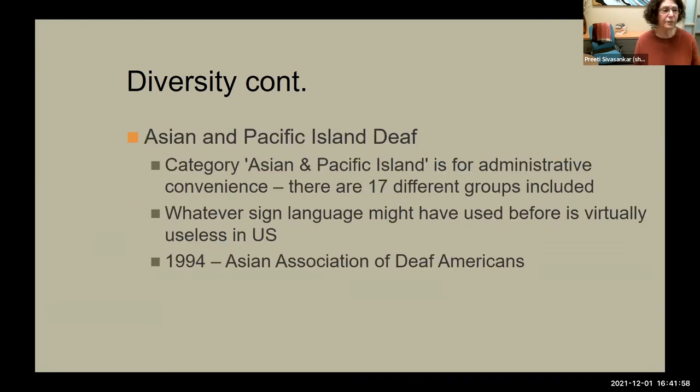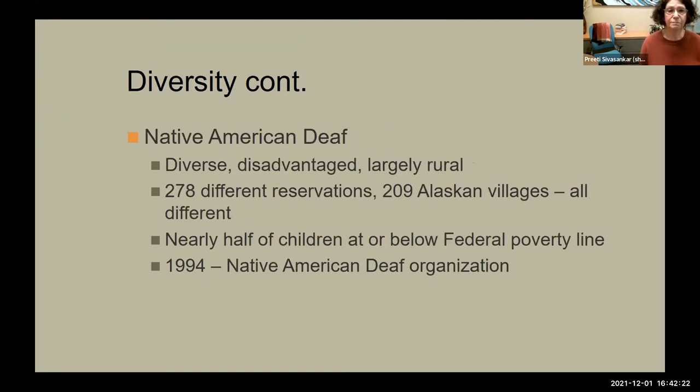Also, Asian and Pacific Island Deaf is another conglomerate administrative convenience. There are 17 different groups that are included, and whatever sign language may have been used by the families of those children before they came to the United States, they're unrelated to American Sign Language and they're not very useful. Since 1994, there's been an Asian Association of Deaf Americans.